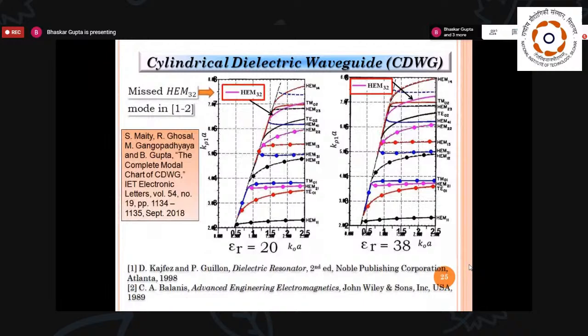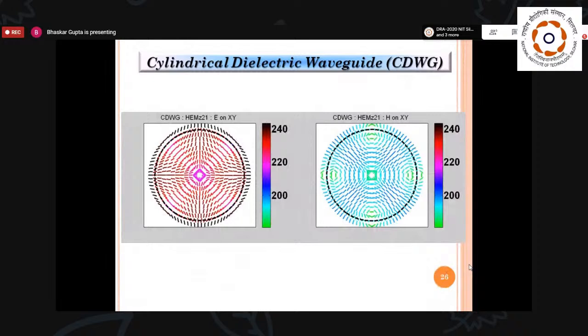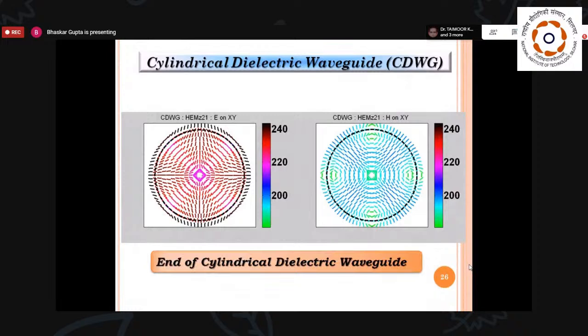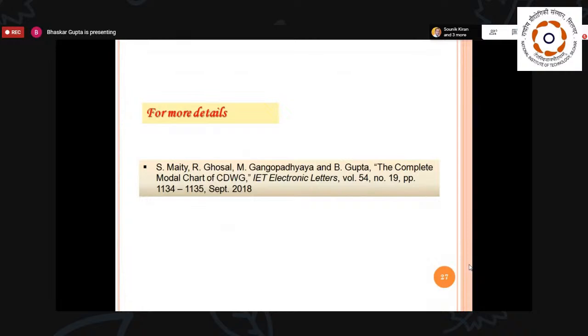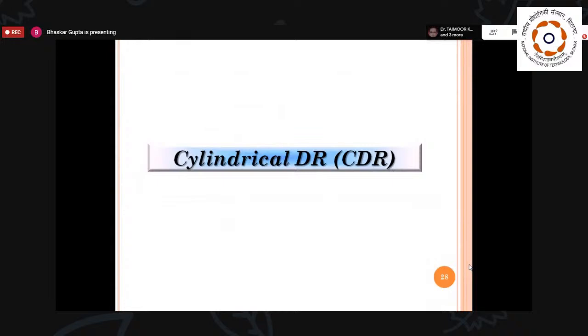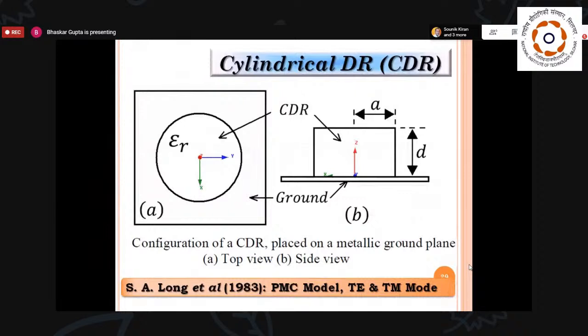And in order to compute the radiated field, we also had the external field. Plotting is as shown. You see that's at the end. And the complete modal chart of CDWG, where all these mistakes are pointed out and the correct modal charts are presented, was published in September 2018 in IET Electronics Letters. But then we came to the dielectric resonator. You see, when one end is terminated, that's a resonator, and when it radiates, we get a DRA.